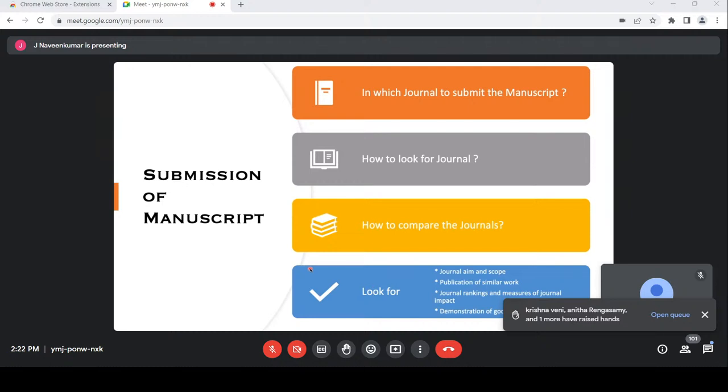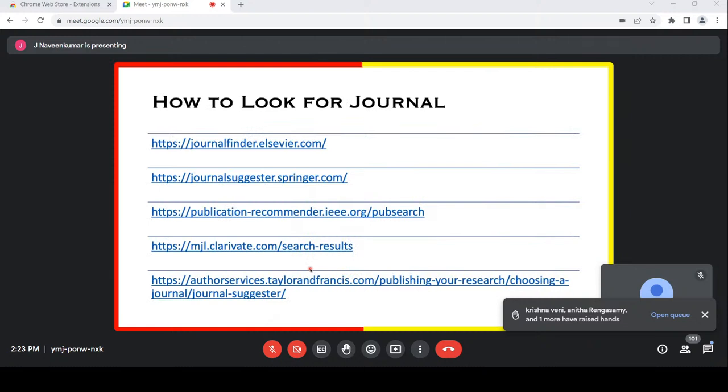Okay, so we'll go step by step. Let's say that we are ready with our manuscript. Now let us check which journal I should target, and how many journals are relevant to my manuscript, right? So I'll share some set of links with you. These links basically give you a kind of automated tools, right?